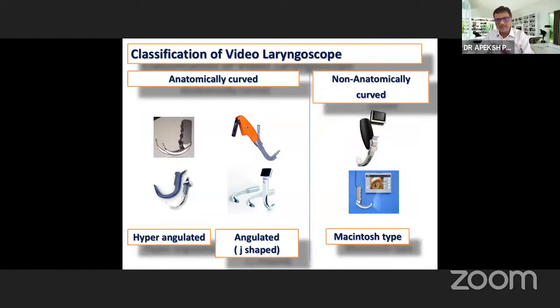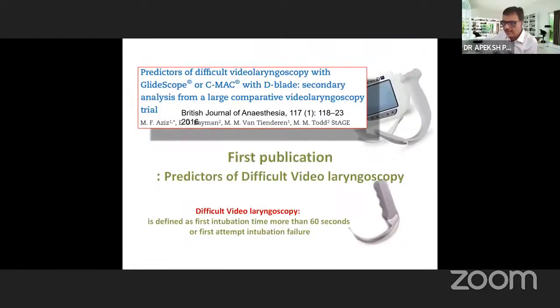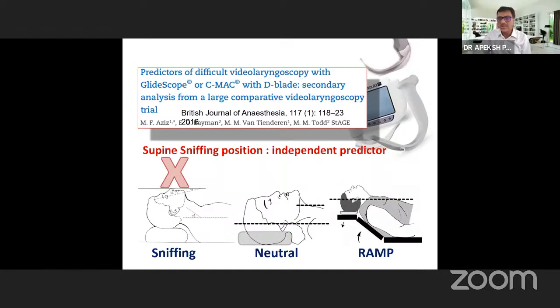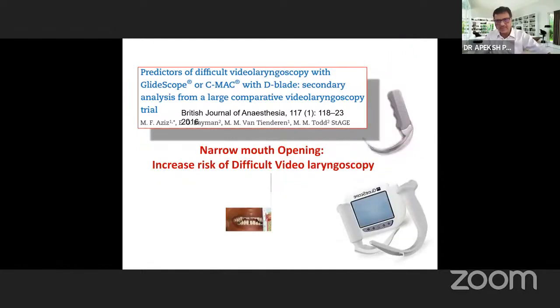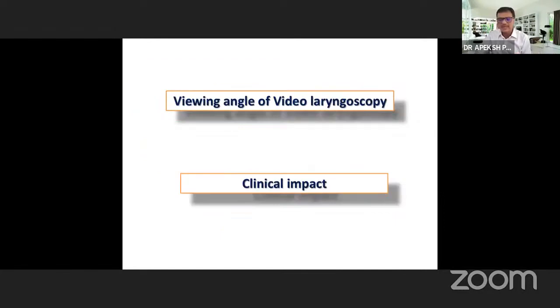I think we discussed this part, what the classification is. And we were lacking in predicting difficult video laryngoscopy. This was the first publication that defined the predictors for video laryngoscopy. And very interesting, according to this publication, sniffing position is an independent predictor for difficult video laryngoscopy. That means that if you are using an anatomically curved blade, you should go for a neutral or ramp position. You should not use sniffing position because it's an independent predictor for difficult video laryngoscopy. Narrow mouth opening is again a predictor of difficult video laryngoscopy. Now, see, what is the viewing angle of video laryngoscopy and what's its clinical impact?